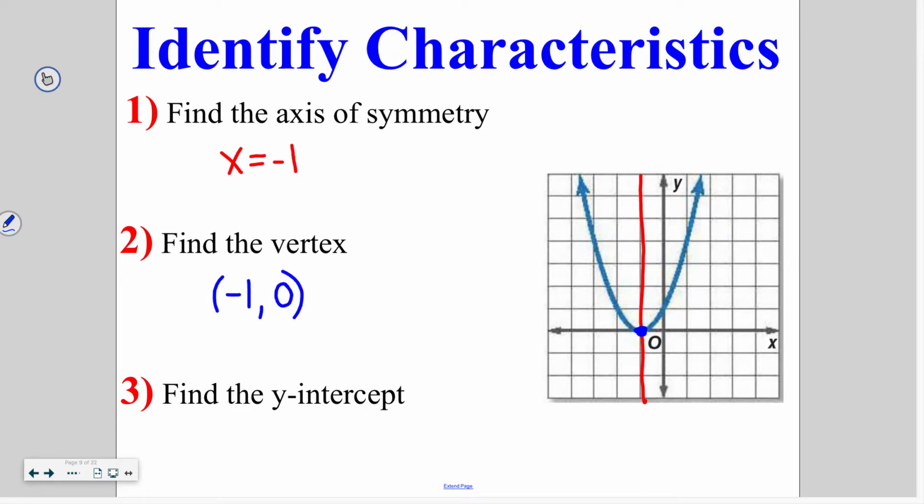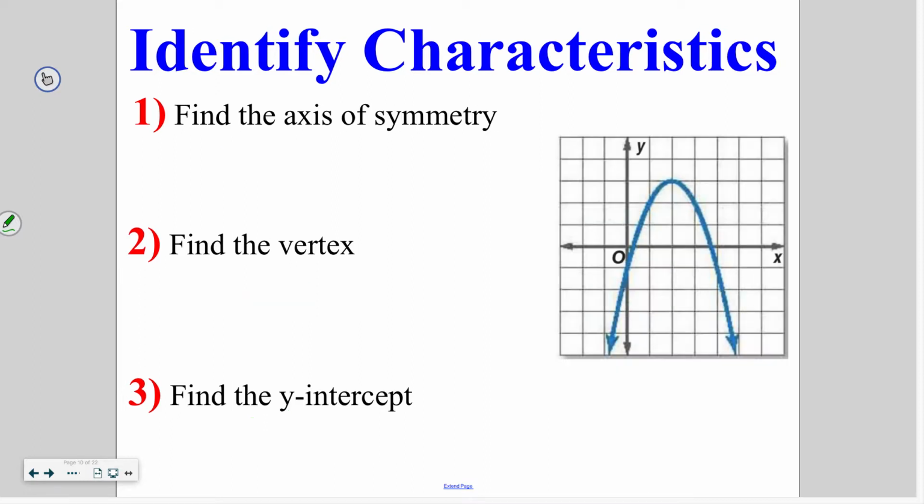And the last important characteristic is the y-intercept. So where we are on this y-axis line. In this case, we are at 0, 1. So 3 values to pick out from the graph: the middle line, the vertex point, and the y-axis point. Go ahead and try this one on your own.